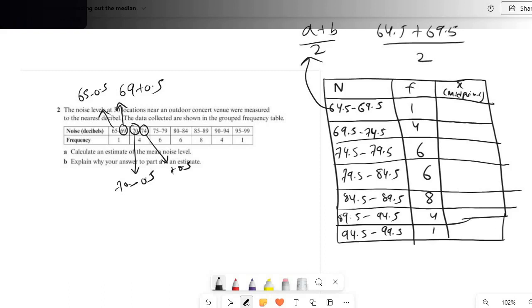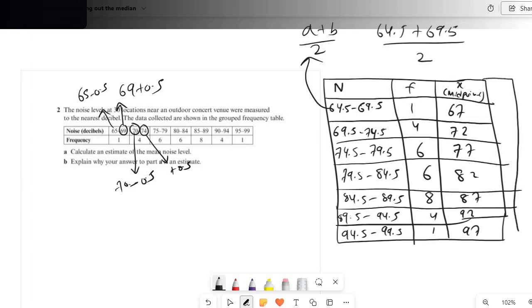So using a calculator, we find out the midpoints as being 67, then 72, then 77, then 82, then 87, then 92, and finally we have 97.